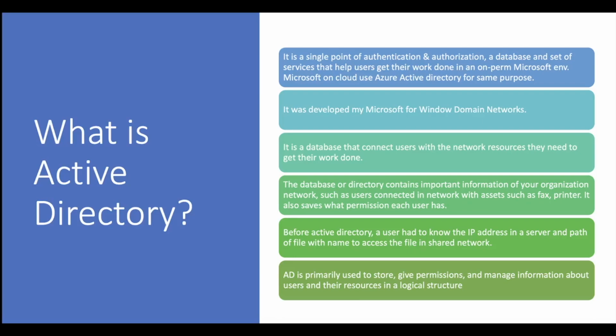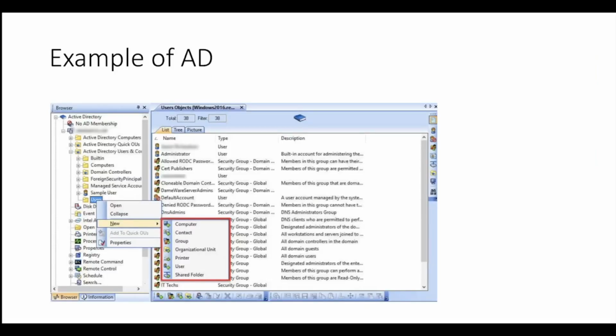So Active Directory is primarily used to store, give permission, and manage information about users and their resources in a logical structure. Now let's see the graphical UI of how Active Directory looks. As you see in my slide, this is an example of Active Directory, where you can see the user folder, where you can right-click on it and add a new user, or you can also see the users on the right pane, and you can see all the printers connected to that network, and you can see the shared folders. So this whole thing is known as Active Directory.